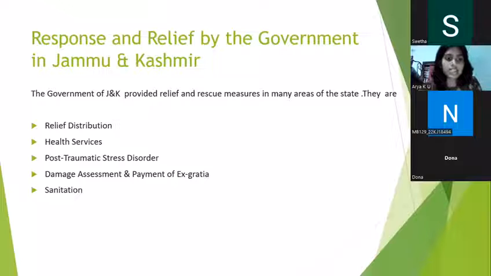Next one is sanitation. The basic infrastructure was damaged, and the roads and public places were stinking due to the non-disposal of garbage.